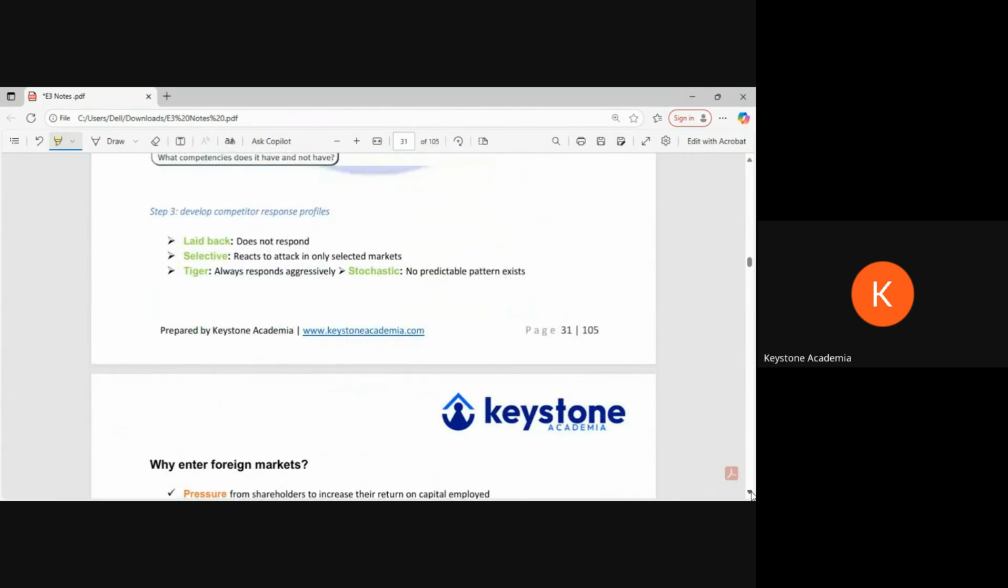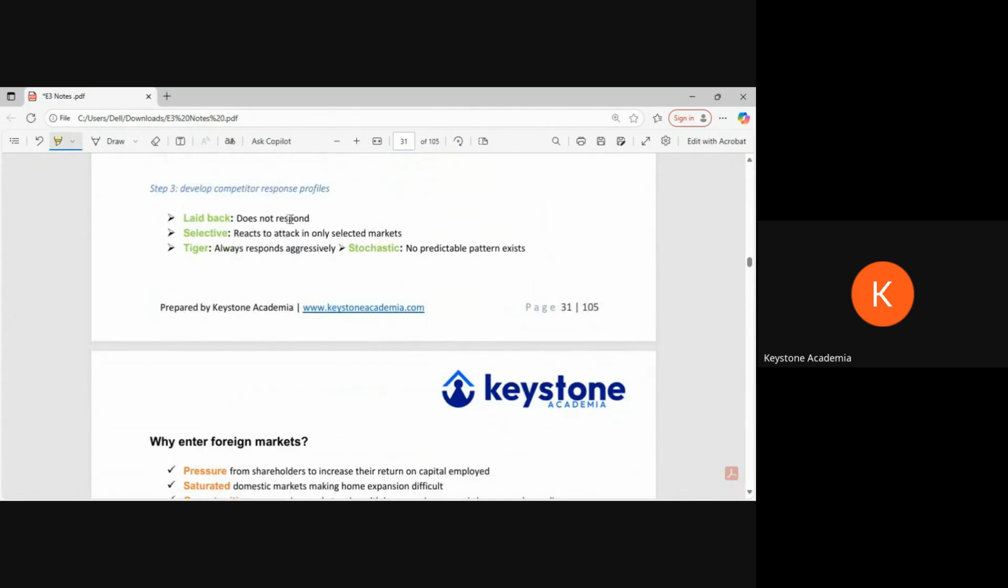So what do they usually do? There are different types again. First type is laid back, does not respond. They won't respond to what we do. Another one is selective. They react to attacks only in selected markets. Then we have the tiger, which always responds aggressively. Whatever we do, they will also respond. If we give a discount, they might also give a discount. If we go to a new market, they'll also come. If we launch a new product, there is a possibility they'll also do it. Then we have stochastic, where no predictable pattern exists. So usually we can categorize competition into these four.